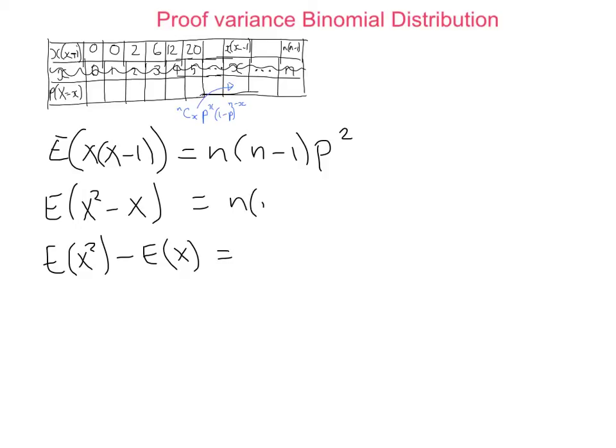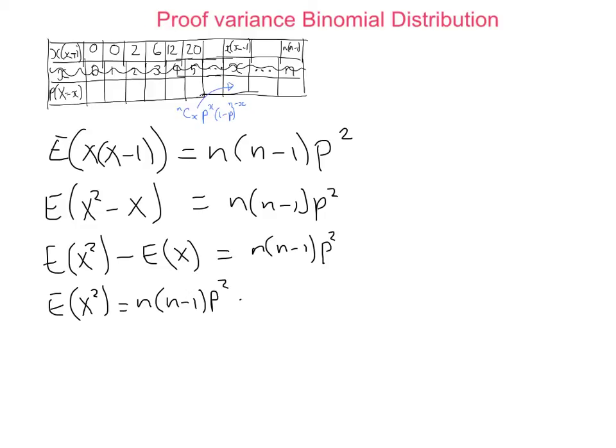So this is equal to n minus 1, p squared, which means that the expectation of X squared is equal to n minus 1, p squared plus the expectation of X, which we know is np.